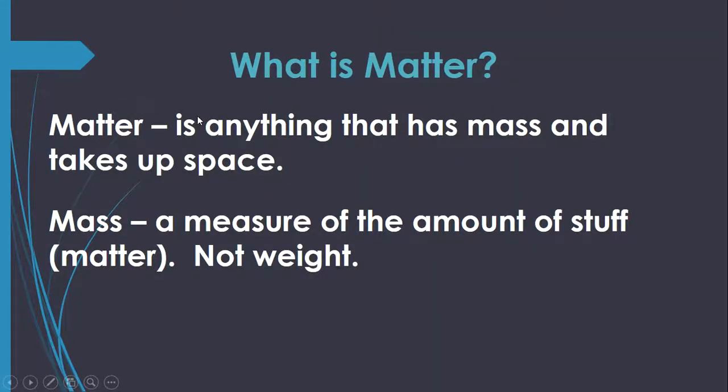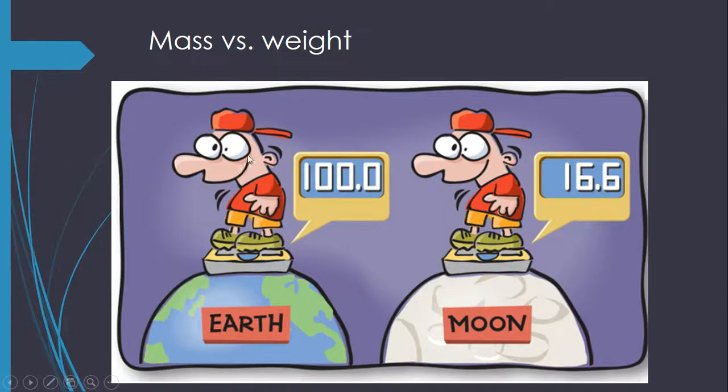So what is matter? Matter is anything that has mass and takes up space, and mass is the measure of the amount of stuff or matter, not the weight. We discussed this, and basically here is this kid and here is this kid. Whereas on the Earth, he weighs 100 pounds. On the moon, we know he would weigh less because there's less gravity on the moon, so it would only be 16.6 pounds. But the reality is the amount of stuff in him did not change, and we should have something that measures that. And what measures that is mass, and the mass units are grams or kilograms.